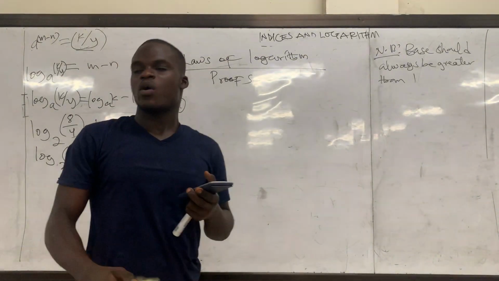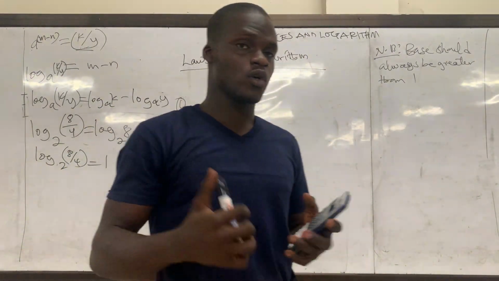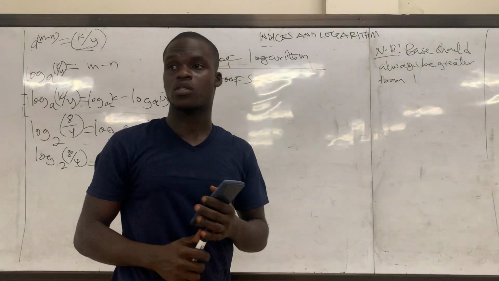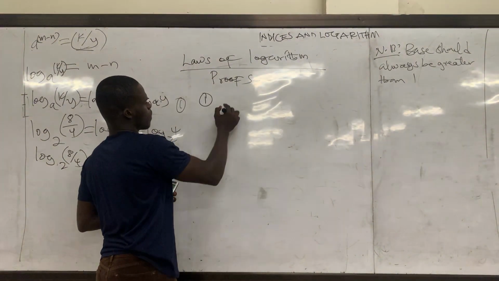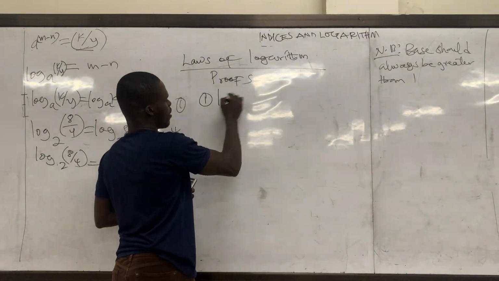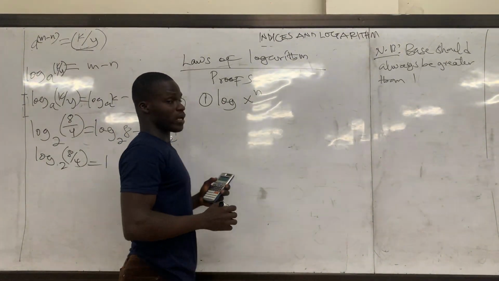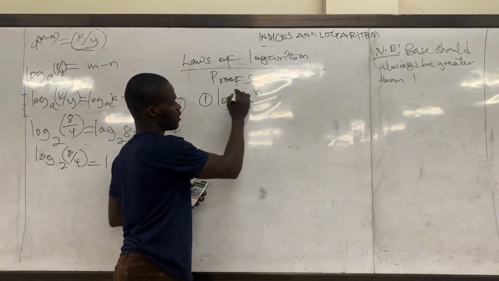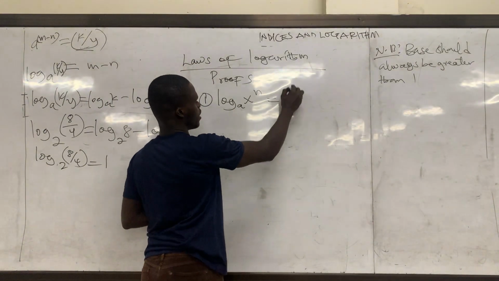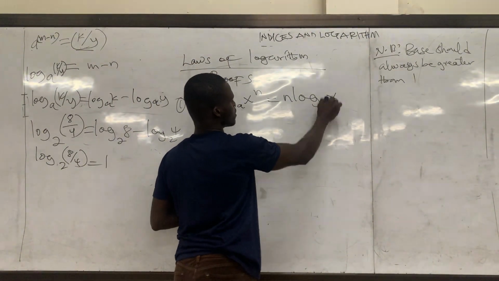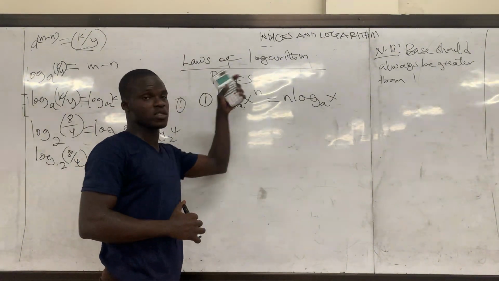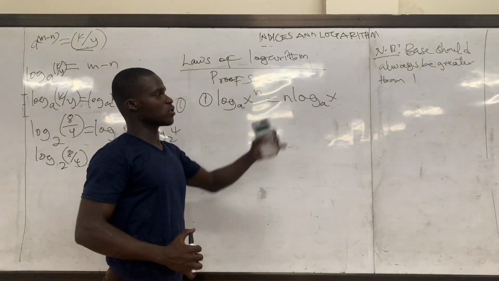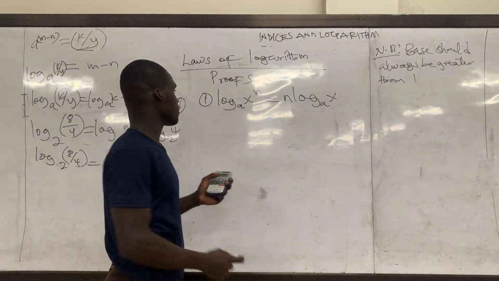There are a few other things that we have to always take note of whenever we are solving questions on logarithm. So let's look at them. If we have the logarithm of x with an exponent of n to the base of a, this is always equal to n log x to the base a. This one we should take note of: logarithm of x with the exponent of n to the base a is always equal to n log x to the base a.